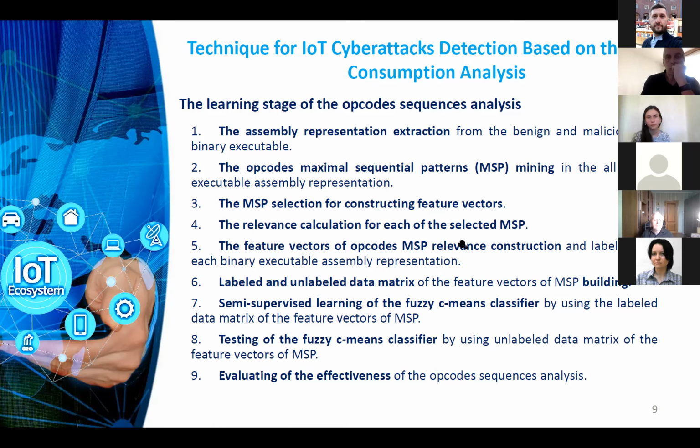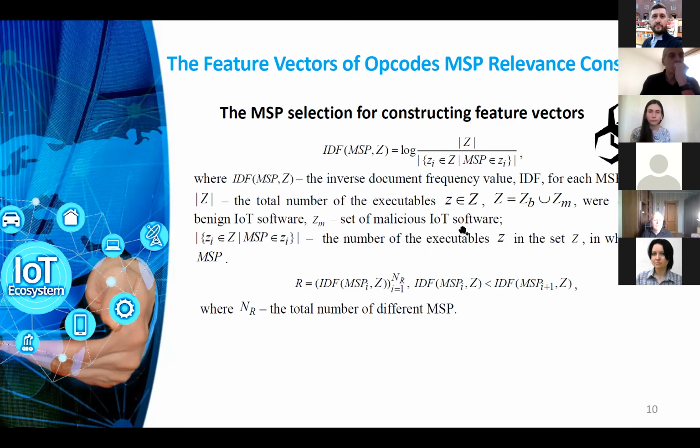At the learning stage of code sequences analysis, the assembly representation from the benign and malicious IoT binary executable examples is extracted. From this assembly representation, maximal sequential patterns of codes are extracted by applying a sequential pattern mining algorithm. For each maximal sequential pattern of codes, the inverse document frequency value, IDF, which reduces the weight of commonly used maximal sequential patterns of codes, is calculated.